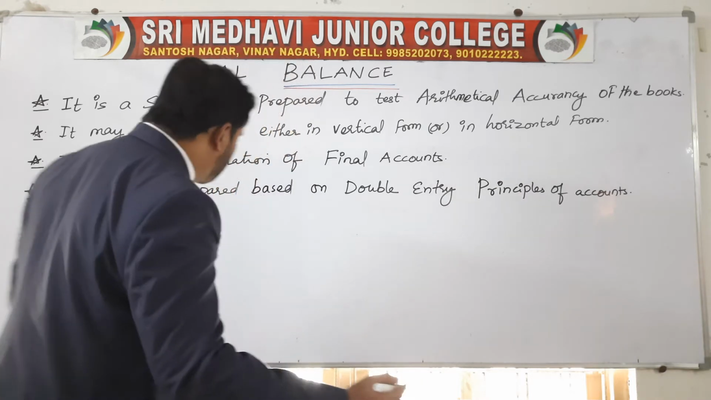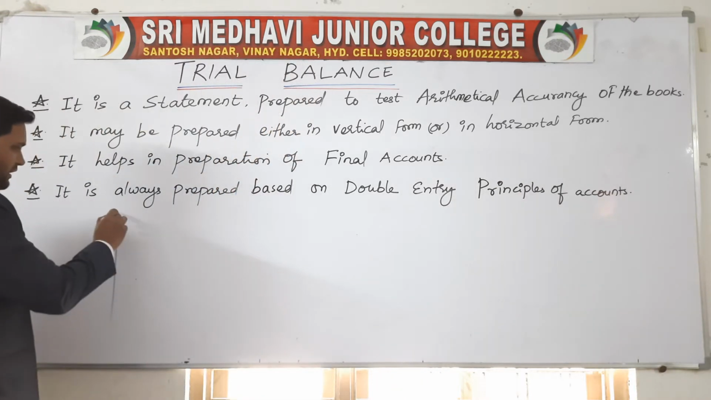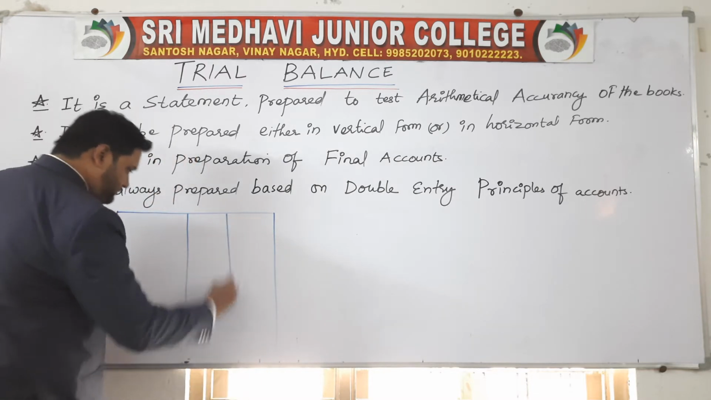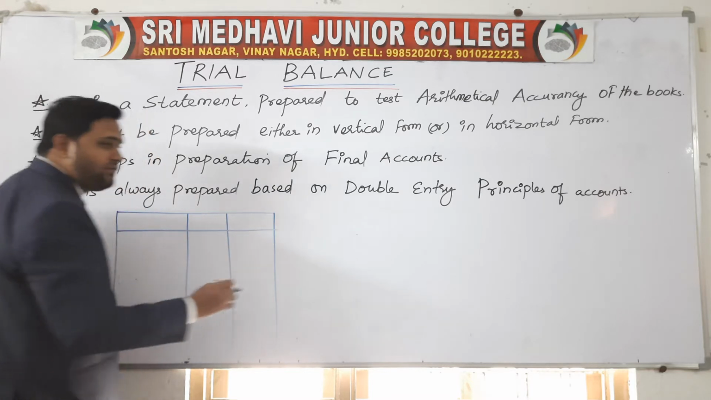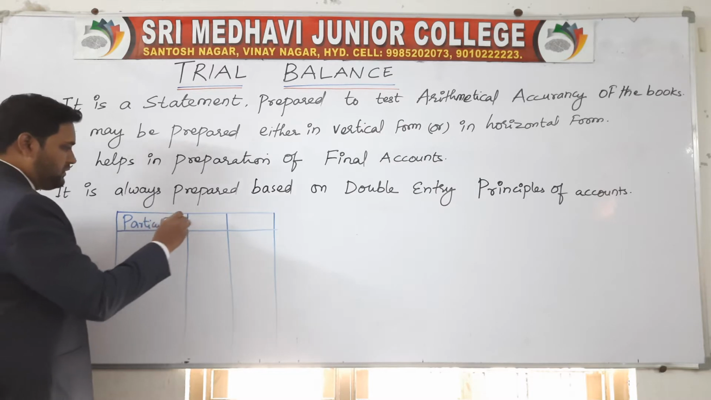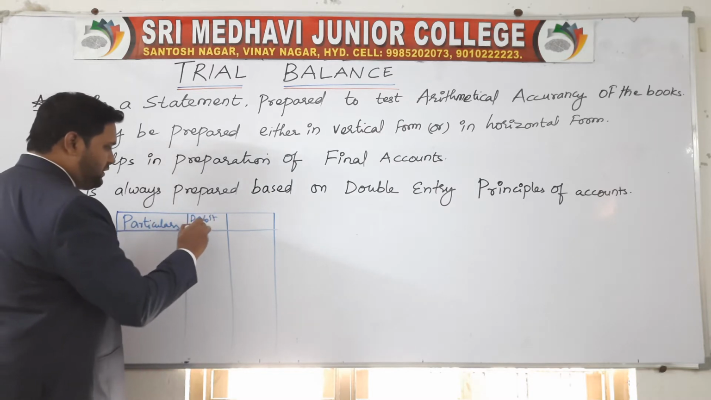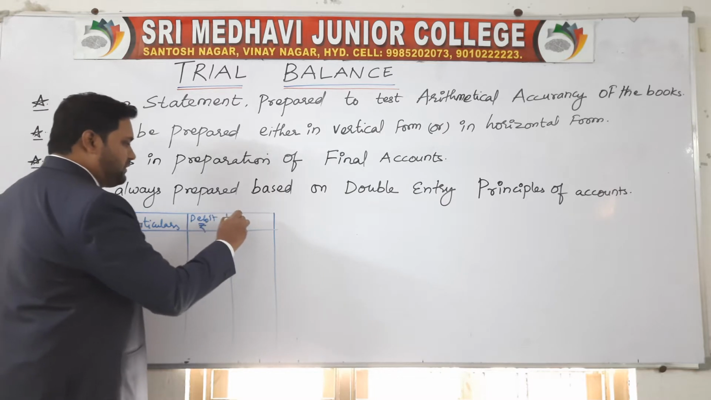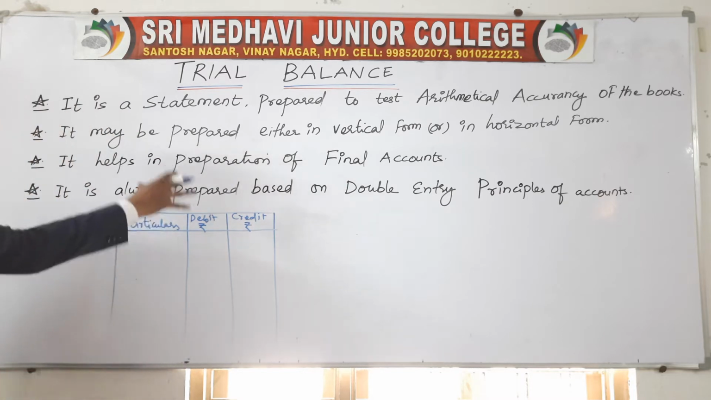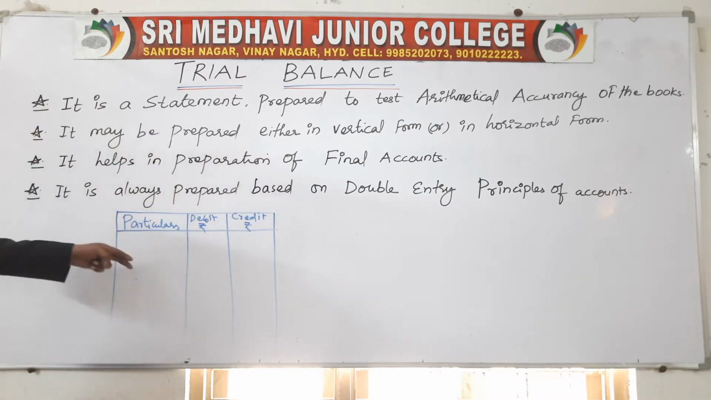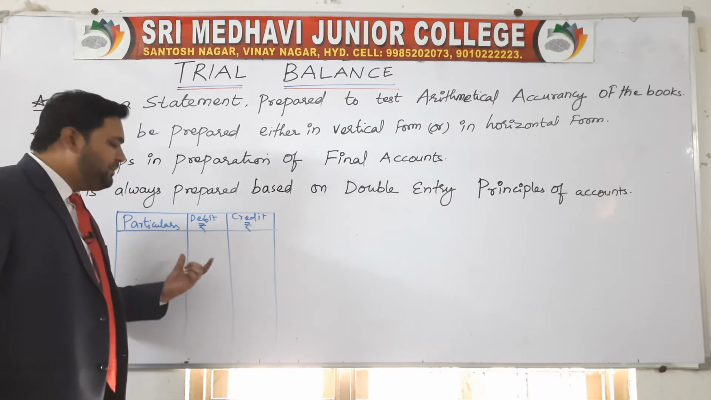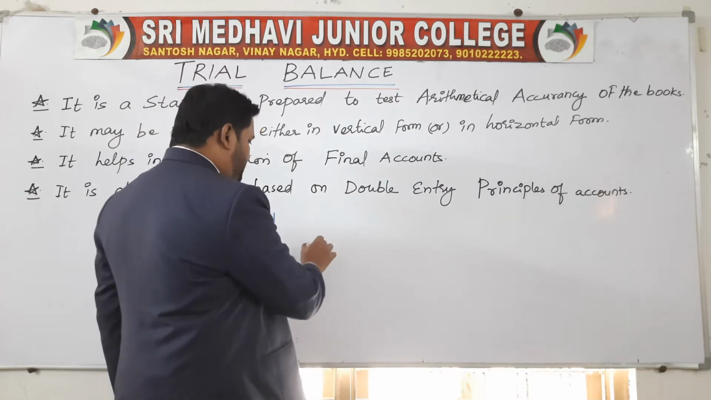Trial balance in vertical form is like this. For example, it's a statement. This is the vertical form of trial balance: particulars, debit amount in rupees, credit amount in rupees. This is the vertical form of trial balance. It may be prepared in vertical form.